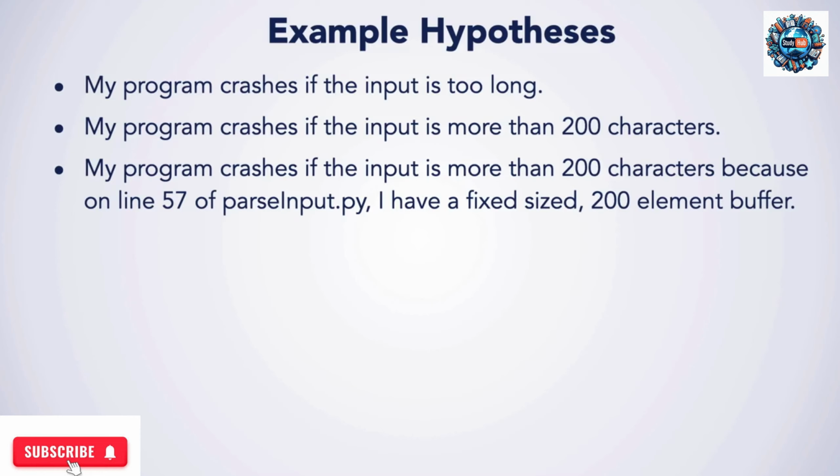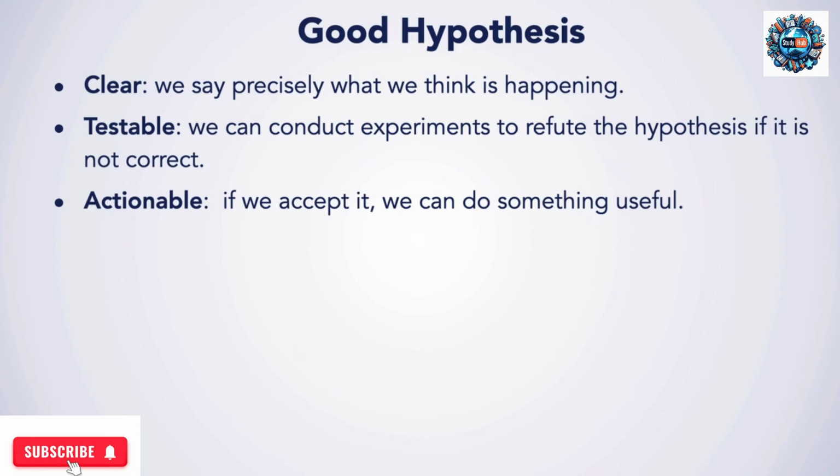Now that we have seen these, let us think about why they are each getting better and state the characteristics of a good hypothesis. Here are three characteristics of a good hypothesis. The first is that the hypothesis is clear. It has to say precisely what we think is happening. The second is that the hypothesis is testable. We have to be able to conduct experiments to refute the hypothesis if it is not correct. The third characteristic is that the hypothesis should be actionable. That means that if we accept the hypothesis, we should be able to do something useful.